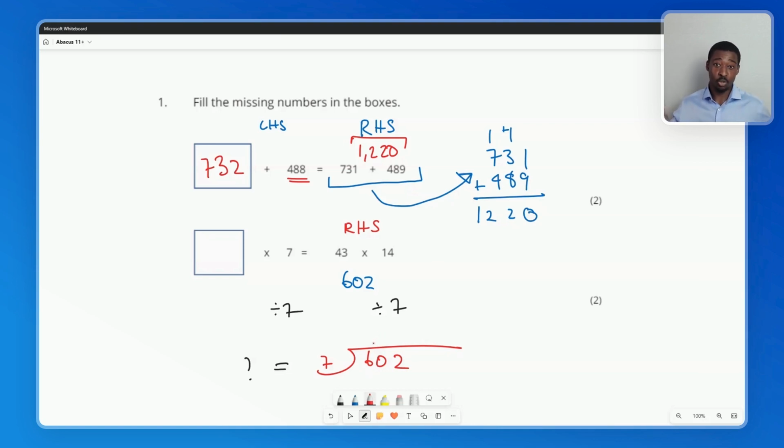7 times 9 would be too big because 7 times 9 is 63. That's why it's so important to be sharp with our times tables. So 8. 7 times 8 is 56, carry the 4. 7 into 42 is going to be 6. 6 times 7 is 42. So we have 8 and 6 giving us 86, and our answer is 86. 86 times 7 is 602.